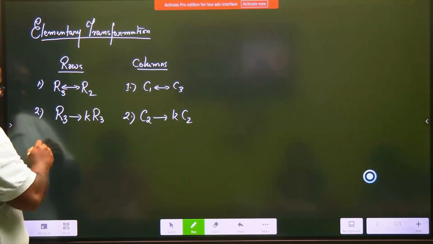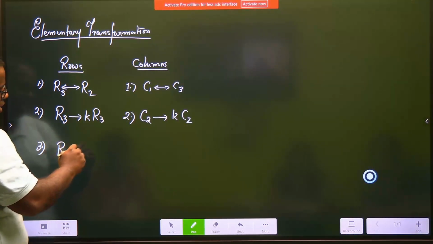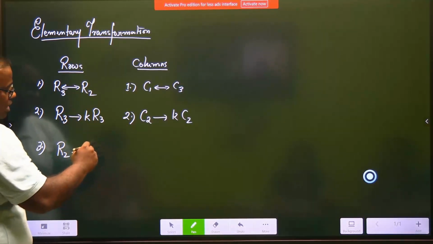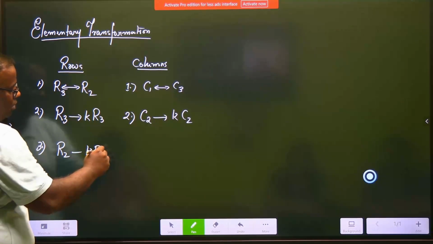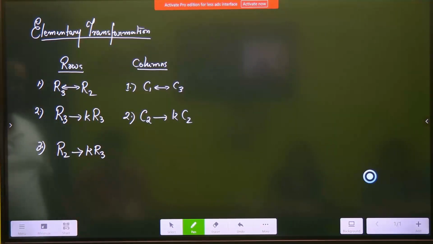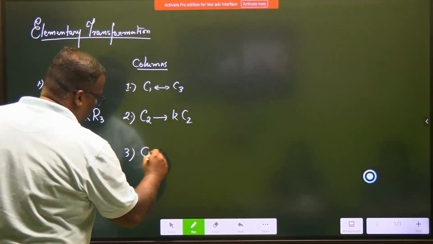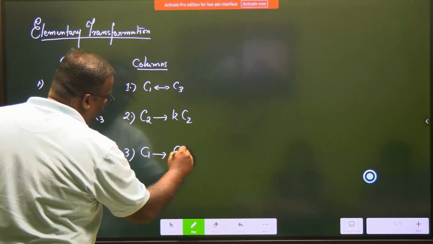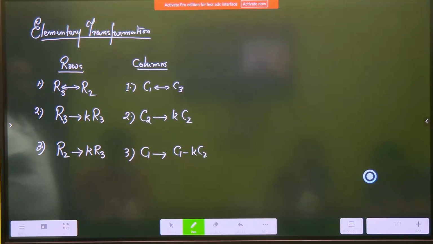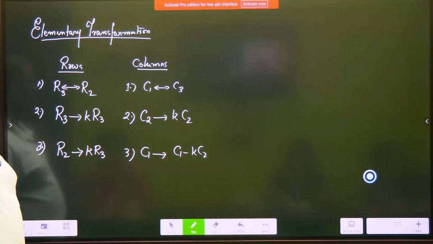And then comes the third one. The third one is where you have a row 2. From row 2 you will subtract what? You will subtract k multiplied by all elements of row 3 or row 1 or whatever it is. Similarly, column 1 now gets transformed to column 1 minus k into column 2. It can be column 2, column 3, anything. Is this clear or not? Because if this is not clear, you won't be able to do inversions.